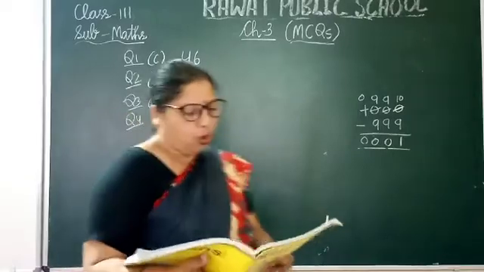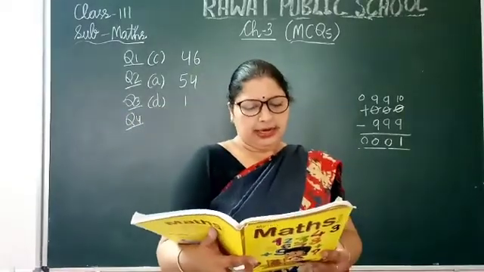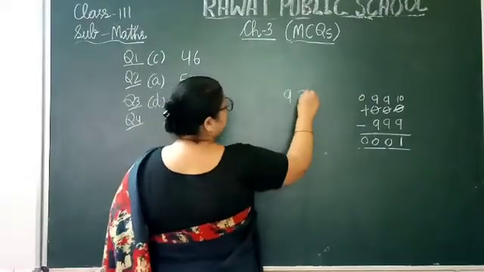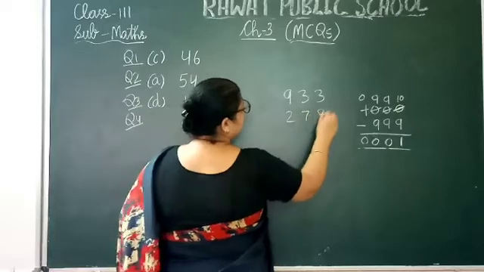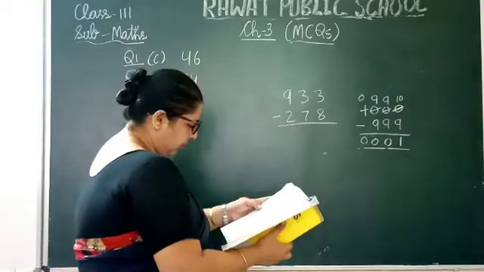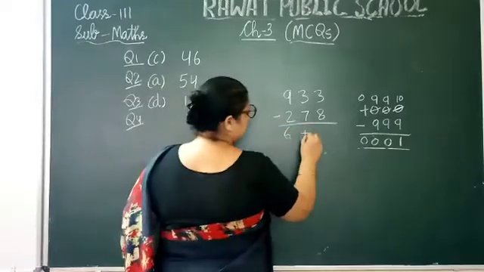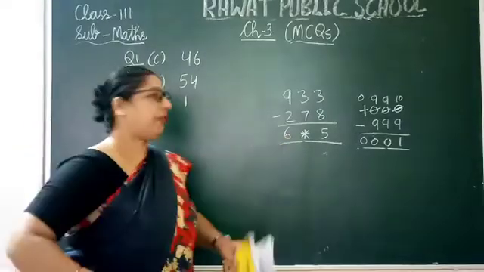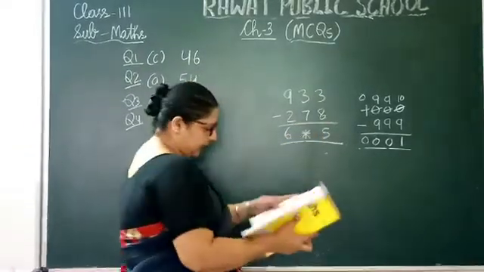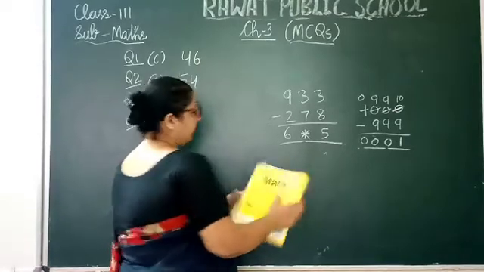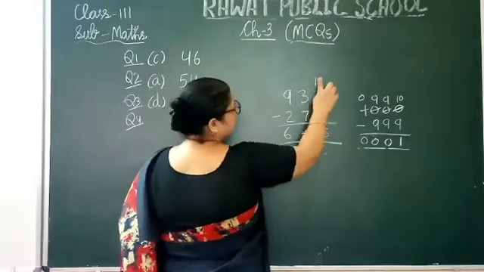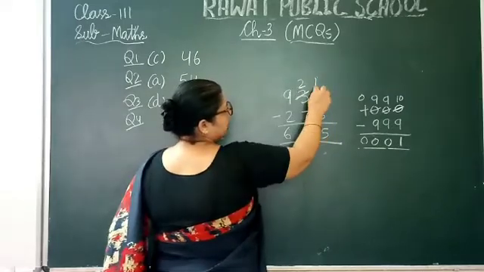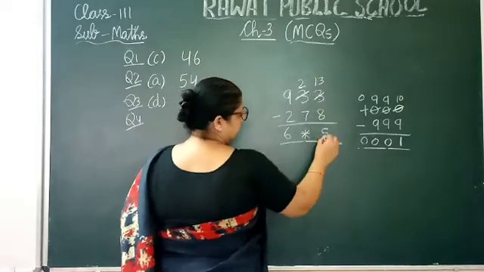Question 4 is: what number replaces the box in the sum given below? There is the sum 933 minus 278 equals 933 minus 27. Which number will come in this place? Now subtract this number. Now 13, this 3 is less than 8, so we take a borrow from here. 3 minus 1 is equal to 2, so this is 1 and this is 3. 13 minus 8 is equal to 5.